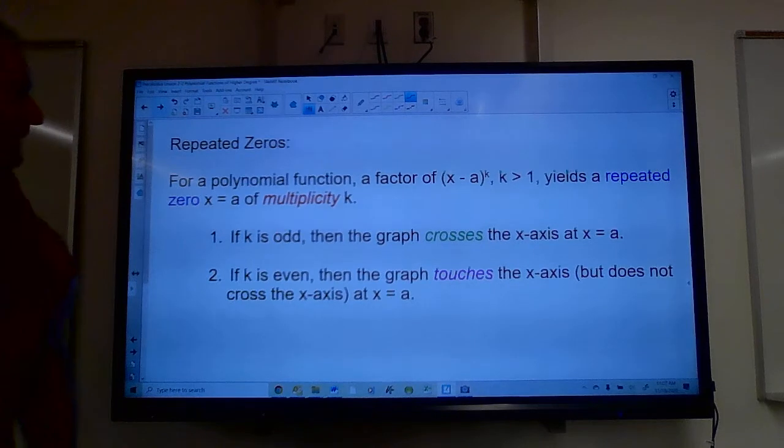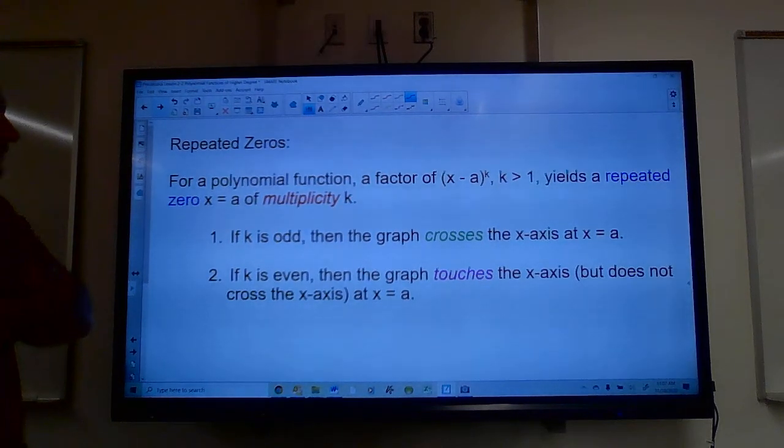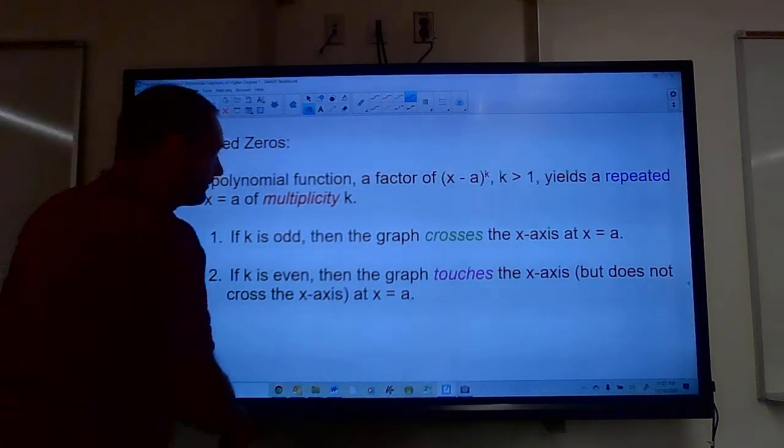Repeated zeros. Okay, this is super important. For a polynomial function, a factor of (x minus a) to the k, where k is greater than 0, yields a repeated zero of multiplicity k. All right, so what does that mean?